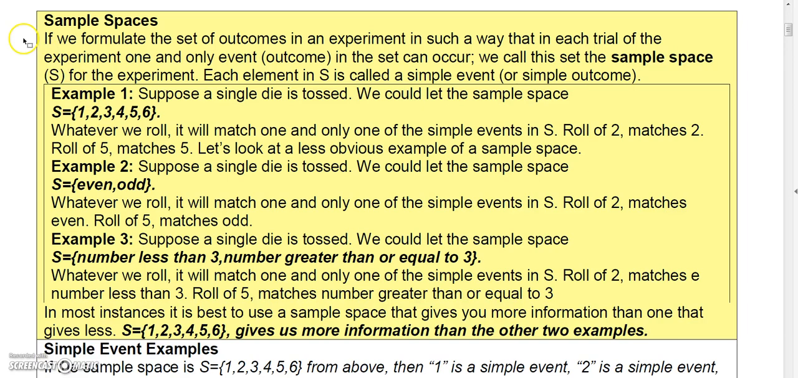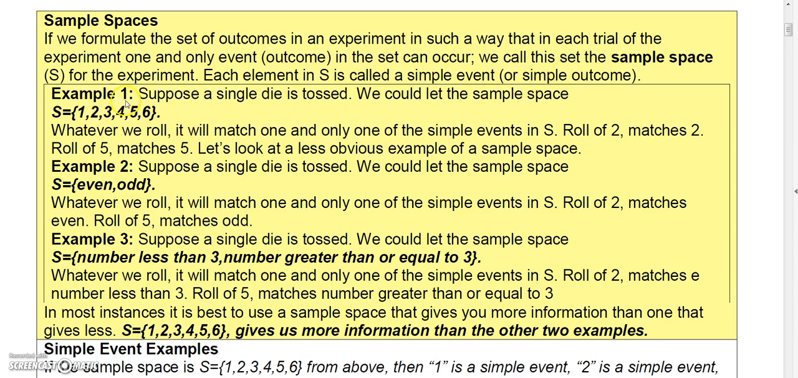So when you perform an experiment, you have to have a sample space, and the sample space is the set of outcomes in an experiment in such a way that in each trial of the experiment only one of those outcomes can occur. We call this set the sample space, or S, for the experiment, and each element in that sample space is called a simple event or simple outcome.